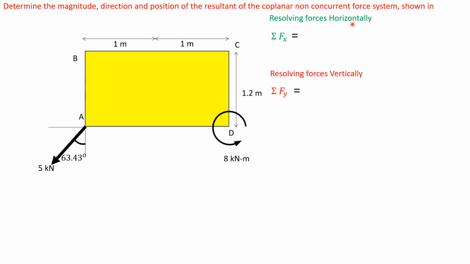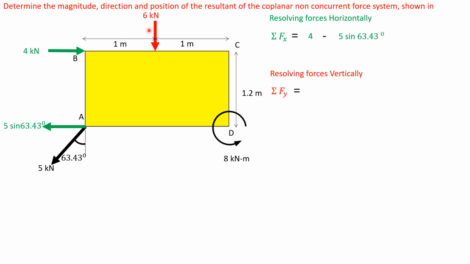Now resolving forces horizontally and vertically, summation Fx and summation Fy. First, this force 4 kN is acting towards the positive x-axis. So 4 kN acting towards the positive x-axis. This force 5 sin 63.43 degrees is acting towards the negative x-axis. So minus 5 sin 63.43 degrees.